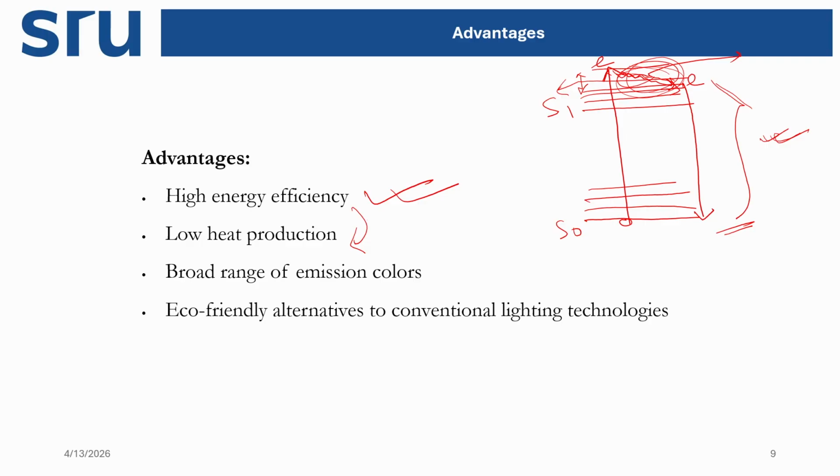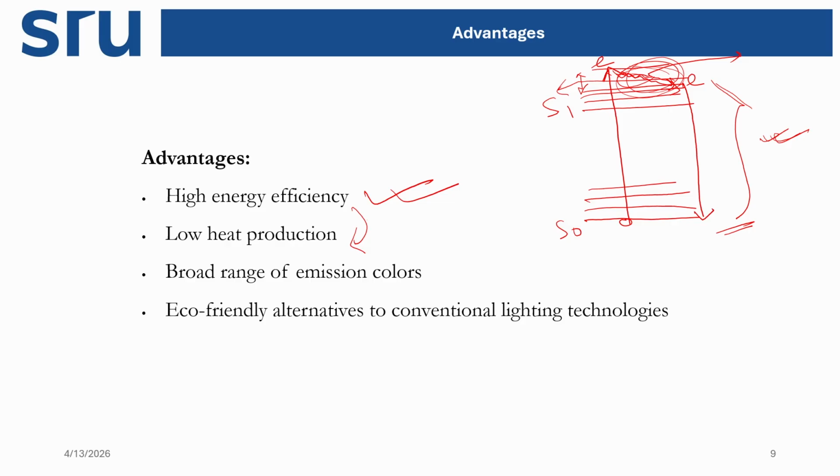So that means you can change the band gap, so that the emission can also happen in a different kind of light. So you can get a different range of emission colors.